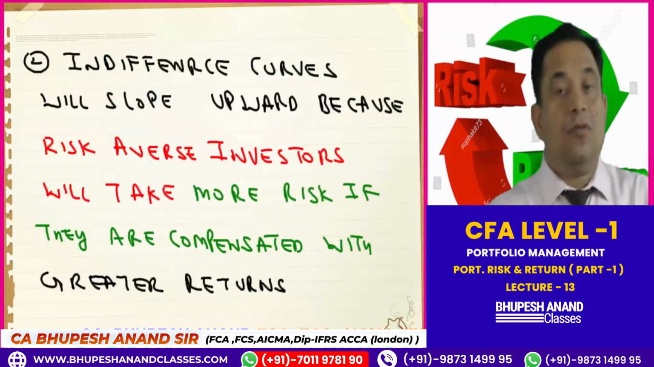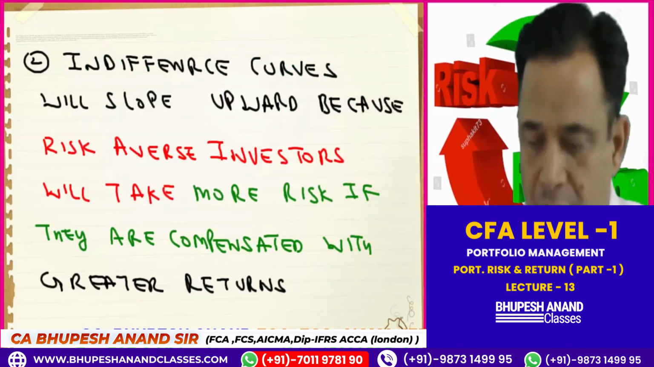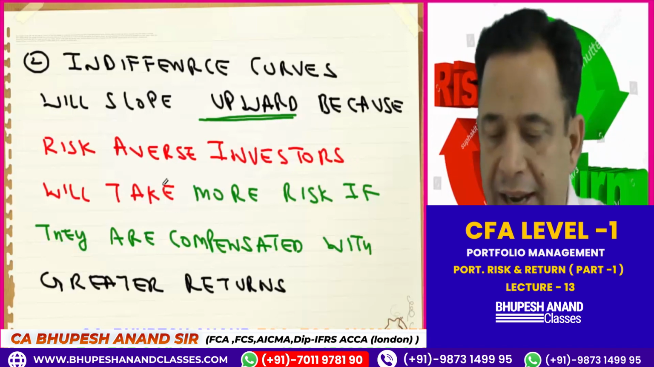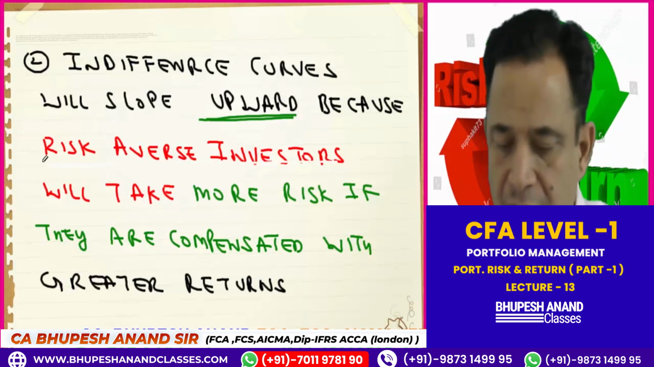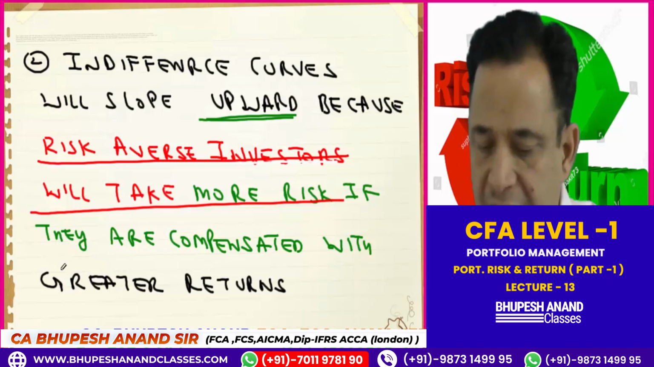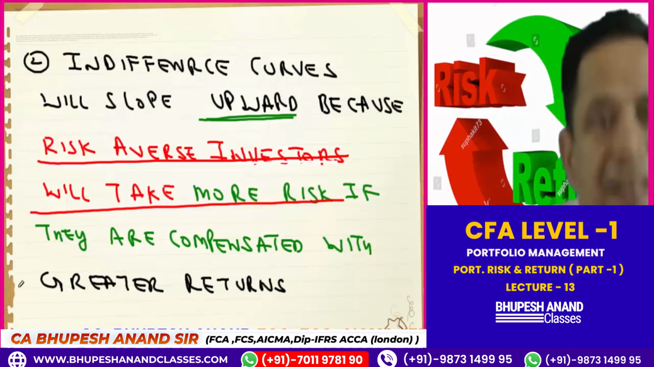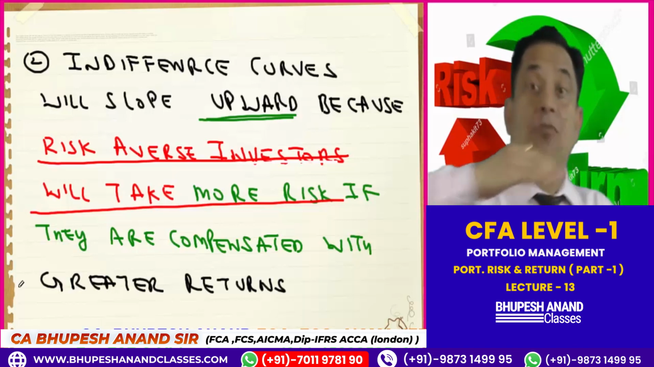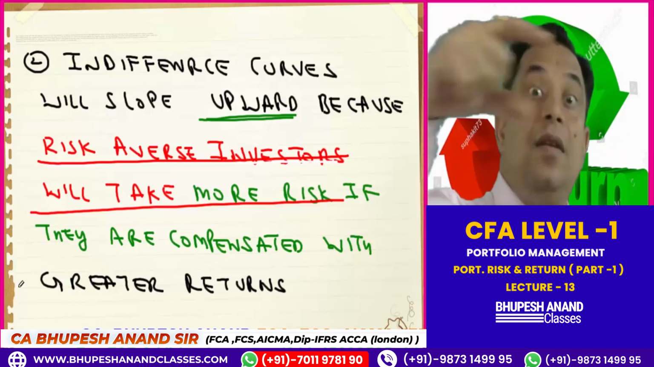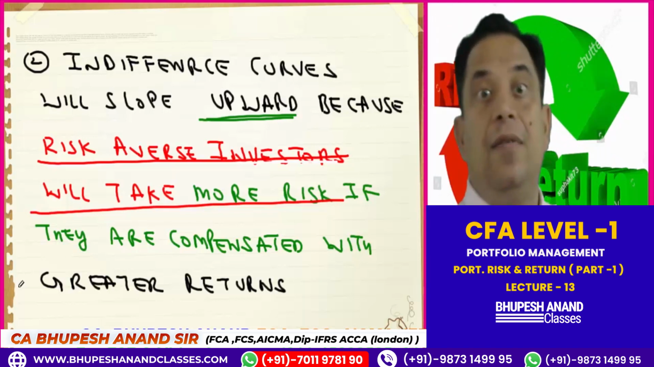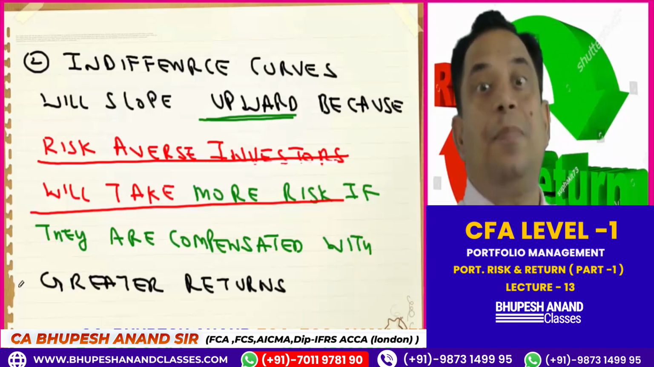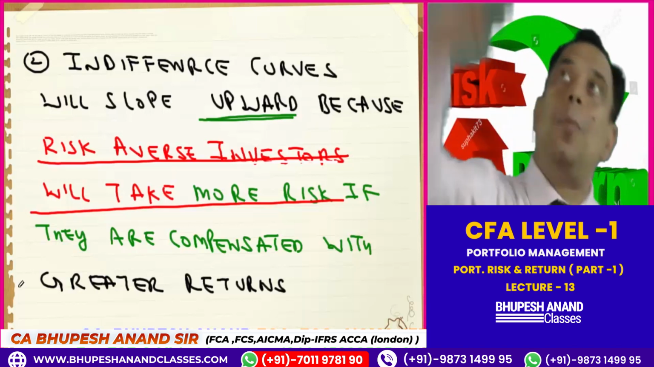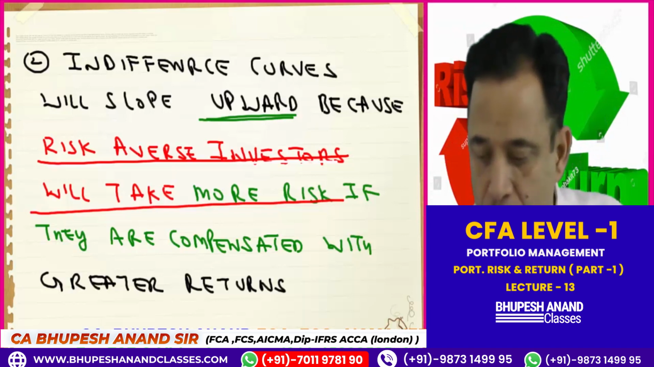Now, indifference curves will slope upward. Why do they slope upward? I have given the logic. Because risk averse investors will take more risk if they are compensated with greater return. In case of more risk averse investors, for one level of risk they want 7%, 8%, 10% higher return, so it will slope upward. So this logic I have given you on why it is upward.